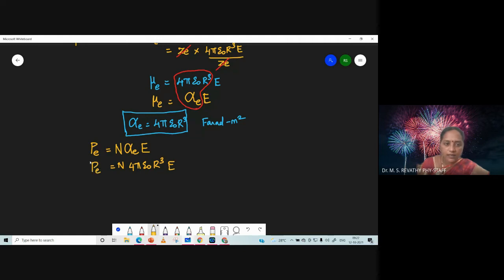That's it. So we have done with electronic polarization. We have calculated electronic polarization. So if you check in this equation, this polarizability just depends upon this R alone. That is, if you know the radius of any monoatomic gas, you can easily calculate the electronic polarizability.